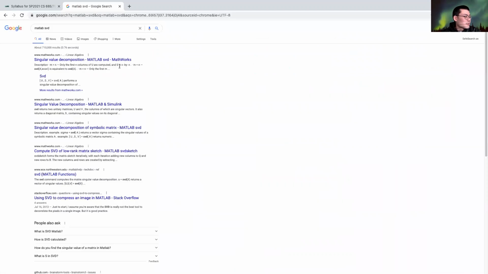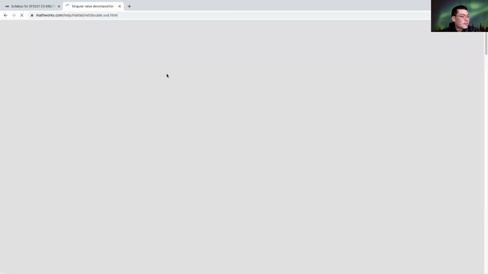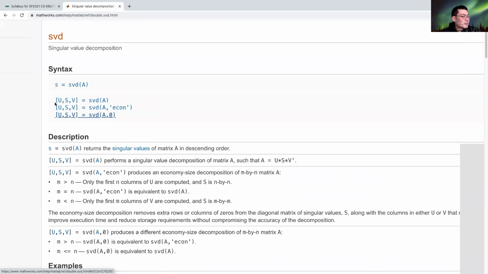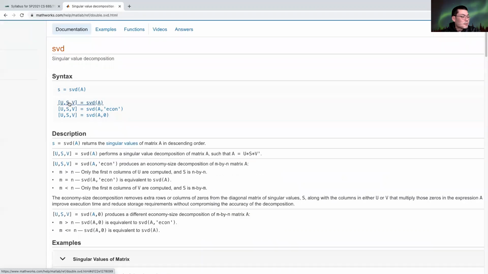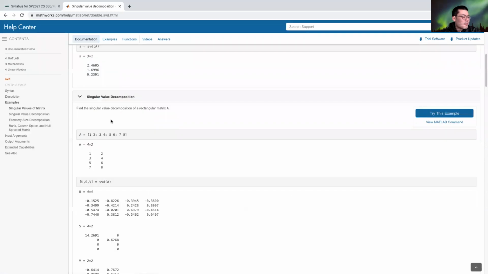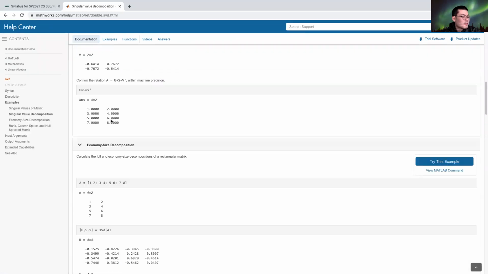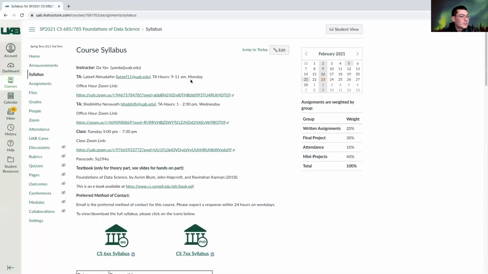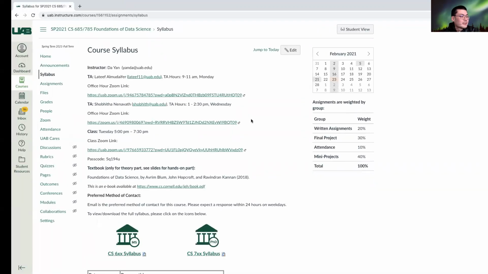SVD is in all kinds of libraries. For example, in MATLAB we also have SVD, and the return value is the same: U, the diagonal matrix S, and V. We will see what they are. What is U? What's the diagonal matrix S? What's V? These concepts are very important so that you have confidence and know what you are doing with SVD. Then you can call these libraries.